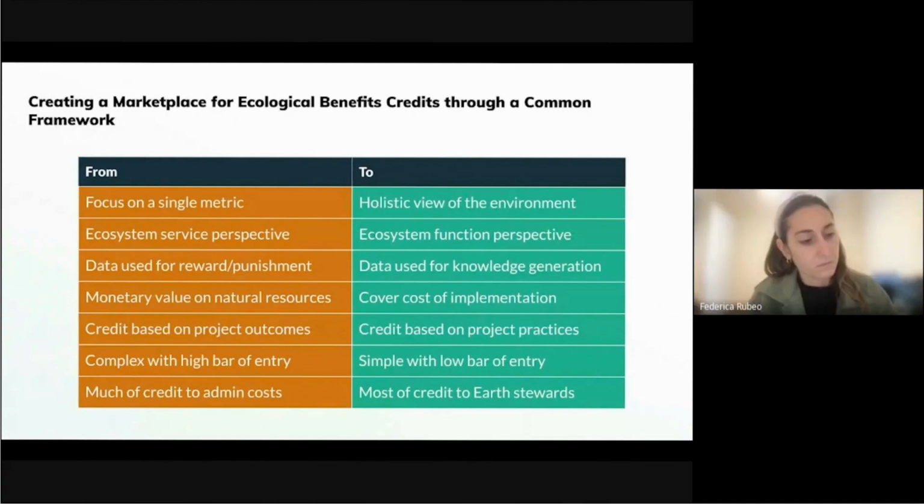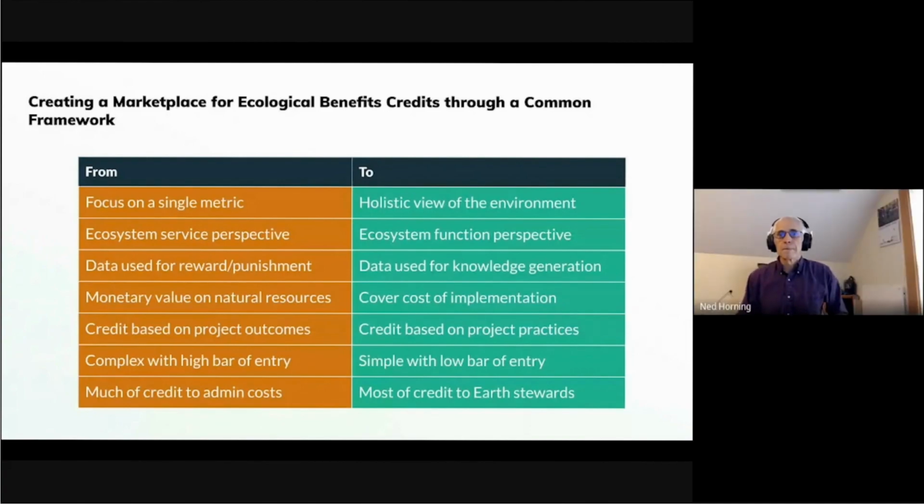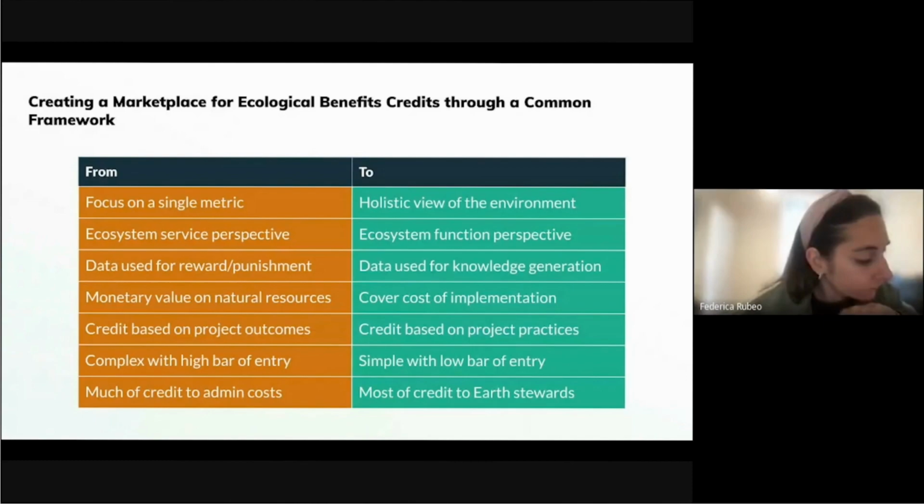Ned? Yes. Ned? Hi, sorry. Do you mind expanding just real quick on the point of this last slide, the credit based on project outcomes and credit based on project practices?